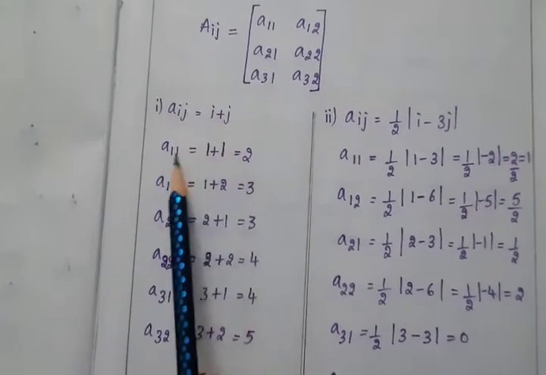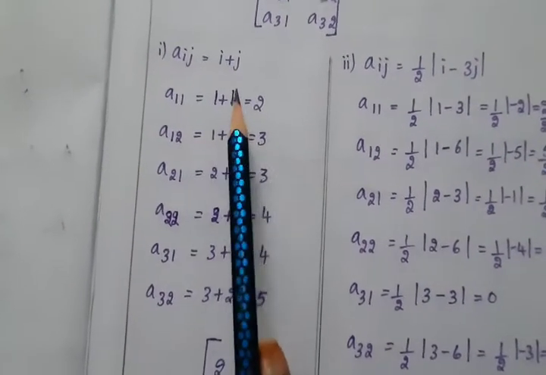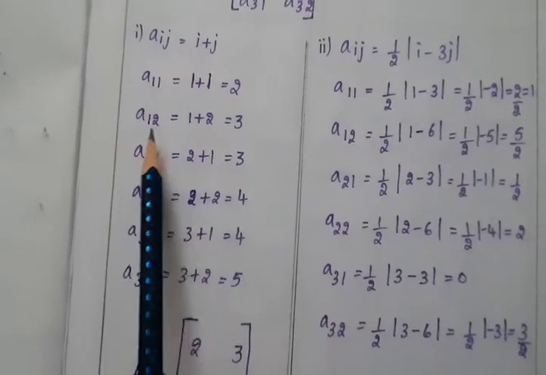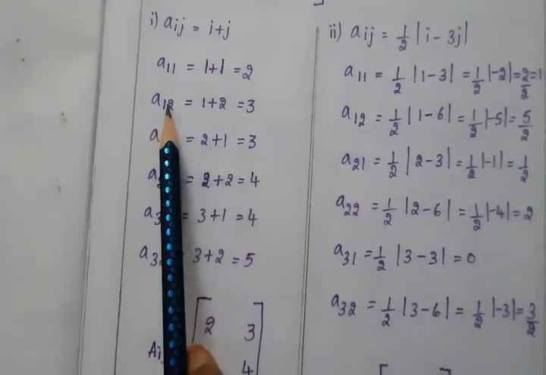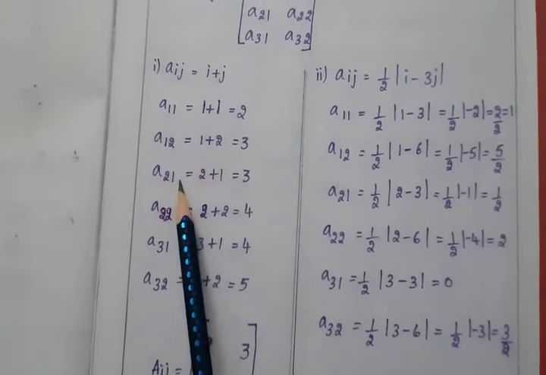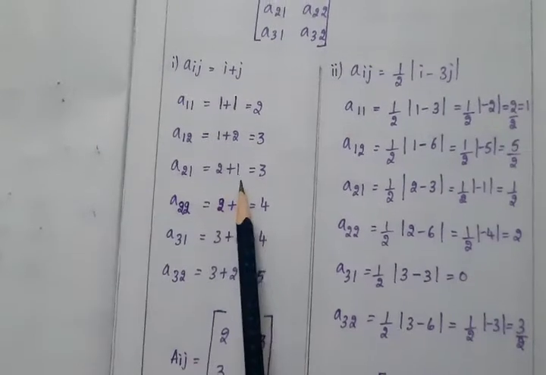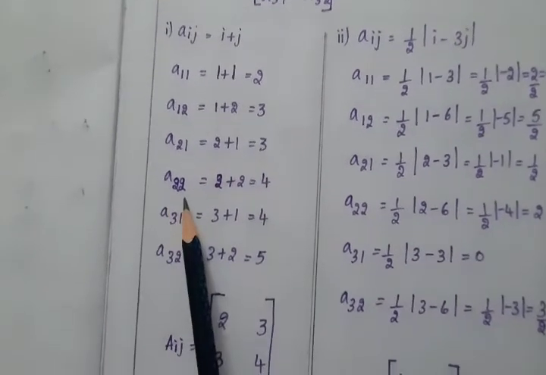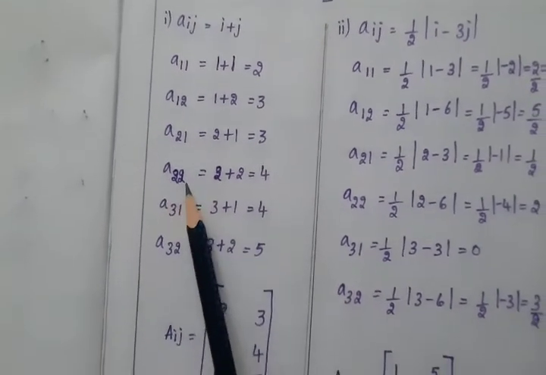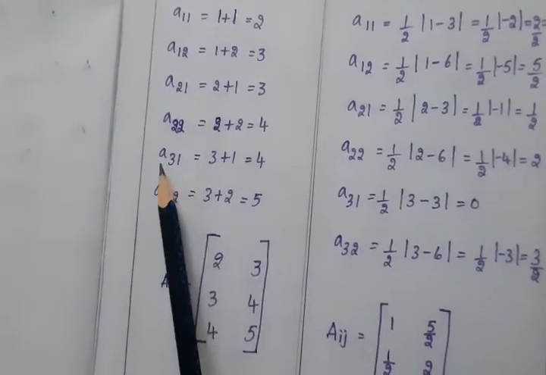So, i equal to 1, j equal to 1. A11 equal to 1 plus 1 equal to 2. A12. i equal to 1, j equal to 2. 1 plus 2 equal to 3. A21. i equal to 2, j equal to 1. 2 plus 1 equal to 3. A22. i equal to 2, j equal to 2. 2 plus 2 equal to 4.